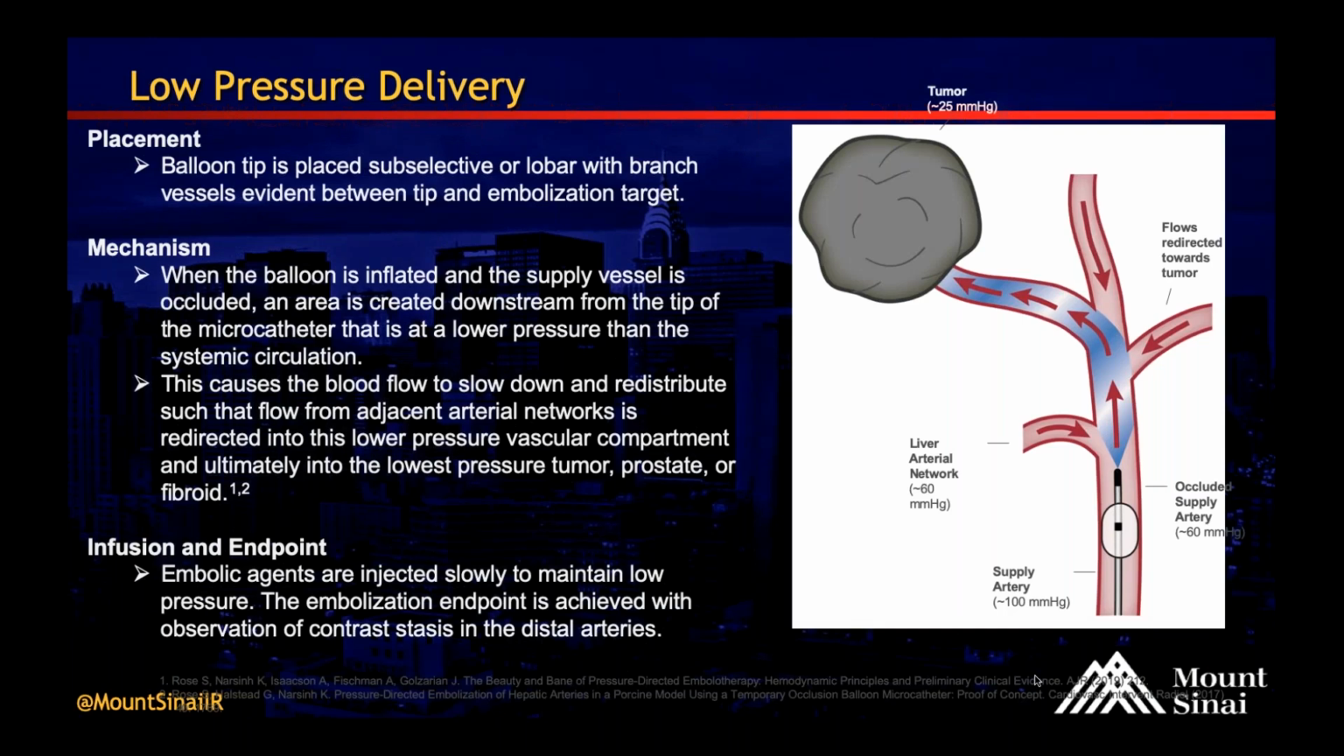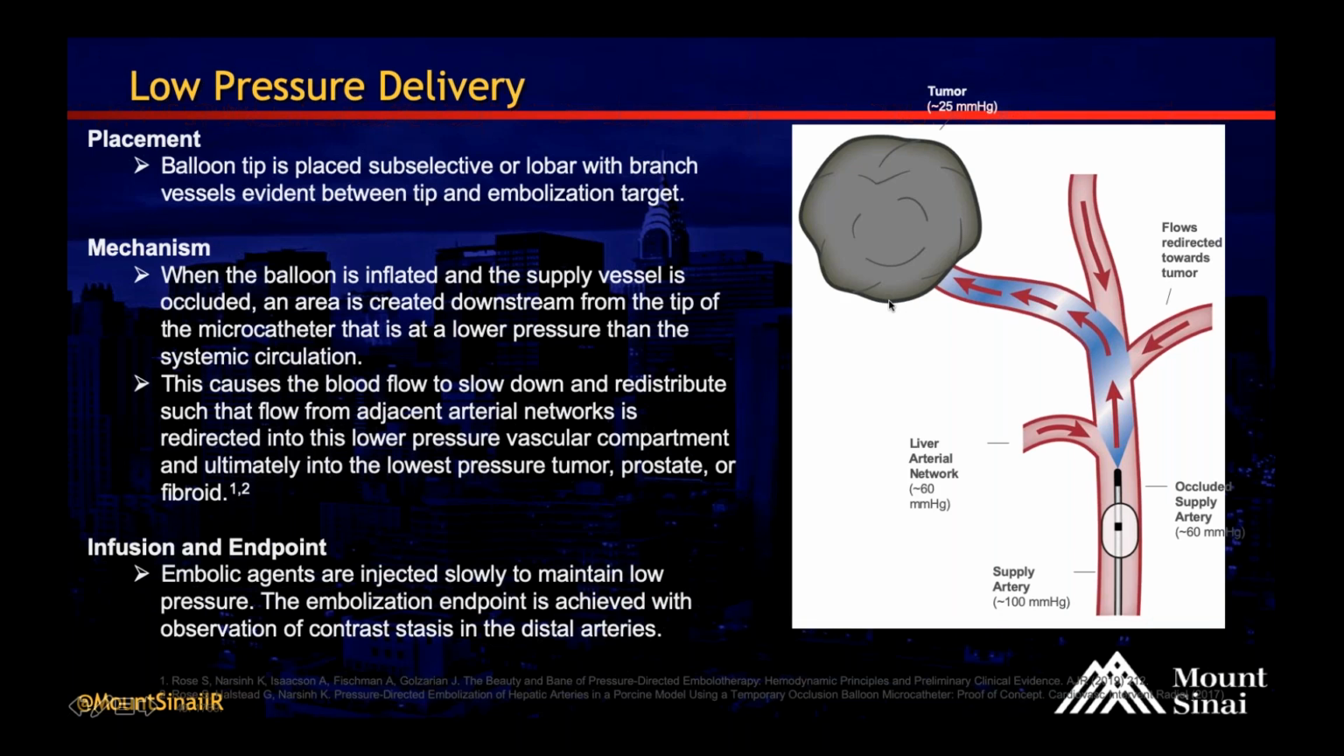The balloon catheter is placed subselective or lobar, basically a couple of branches away from your target vessel, your target tumor. So think of a tumor you couldn't get into. The balloon is inflated and the supply of the vessel is occluded, upstream. What that does is create an area where the tumor is low pressure. These arteries, which would normally be flowing away to normal liver, now become reversed because the pressure in those areas becomes around 60 millimeters of mercury, as an example, and now everything is flowing towards the tumor.